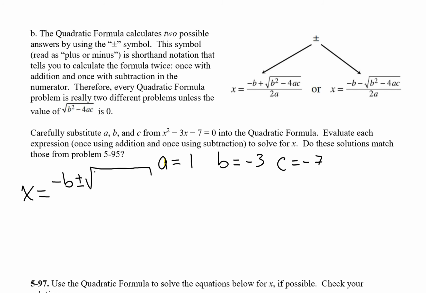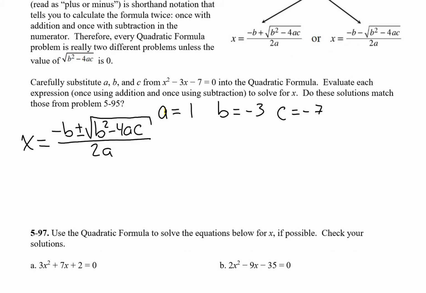The square root of, we're going to square b, and then subtract 4 times a times c, and then divide that entire thing by 2 times a. Okay, so let's do our substitution here. I'm going to be pretty careful about using parentheses. So x is the opposite of b. So here is b, so I'm going to put the opposite of -3.